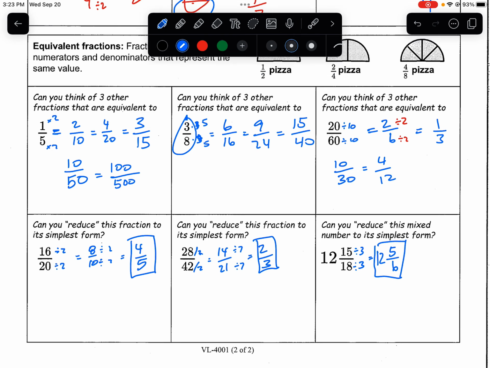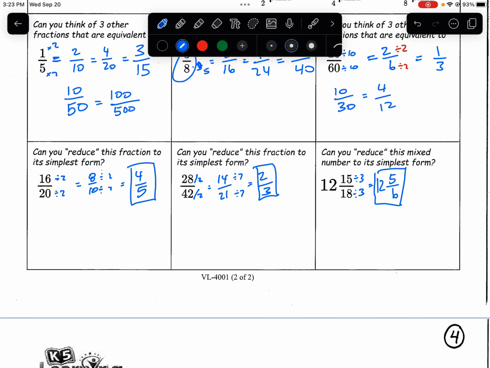Now if you're wondering why we leave the whole numbers alone, imagine if we had, I'm just going to draw this down here, 1 2/4 of a pizza. This is 1 2/4 of a pizza down here. And you're thinking, wait, isn't 1 2/4 the same thing as 1 1/2? 1 2/4 is the same as 1 1/2, just like 12 15/18 over here is the same thing as 12 5/6. Notice the whole number stays the same. You don't divide that or reduce it at all. You just need to reduce the fraction.